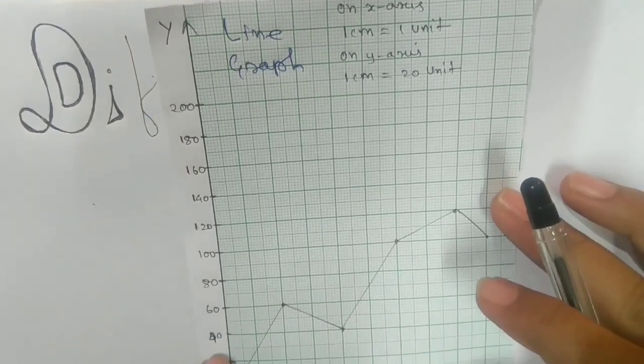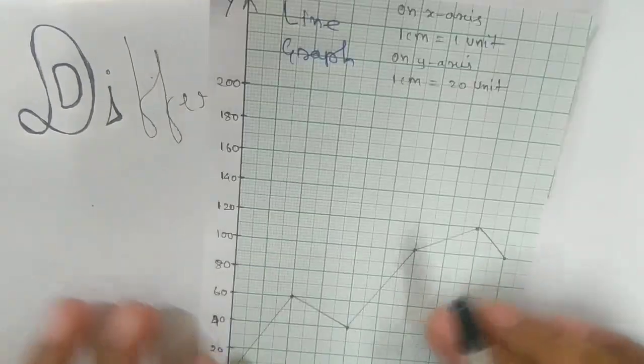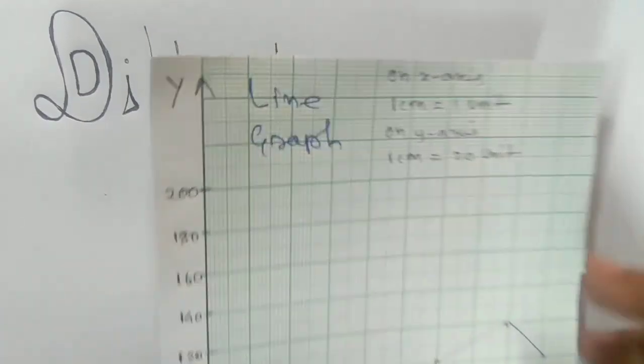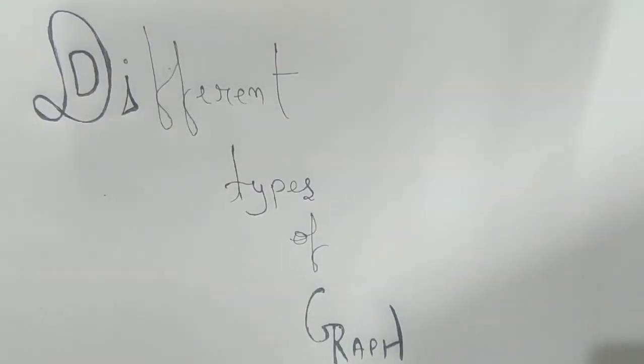Okay, so I hope you people have got a little bit about the different types of graph. Thank you.